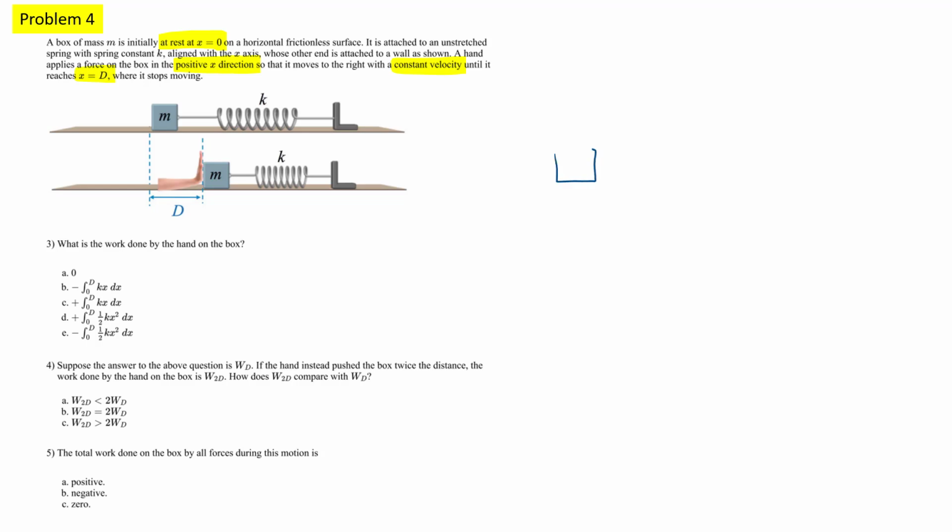Well, let's think about this. Let's do our free body diagram. We've got the weight. We've got a normal force. We've got the force of the hand, which is this way, FH, and guess what else? We're going to have a spring force, which is going to be the other way, opposite of the stretch. So how would you actually do this?